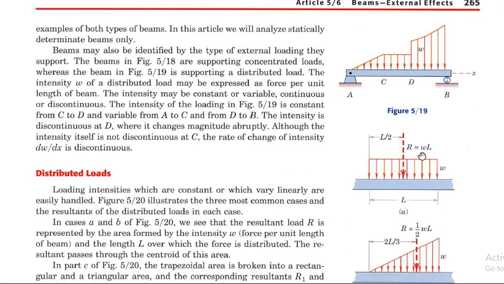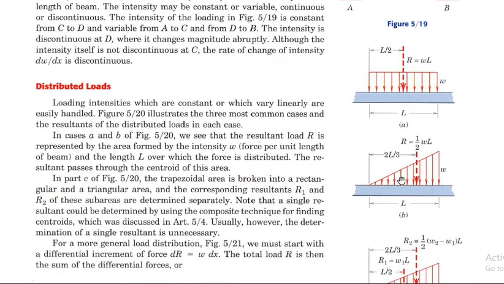R is equal to WL, where W is the load and L is the length. So the reaction R is equal to WL, weight multiplied by length, and its action point will be found using the formula L by 2. And if the weight is increasing in a regular pattern, then R will be equal to 1 by 2 WL, and the action point will be at 2L by 3, meaning 2/3 of the length of the total beam.